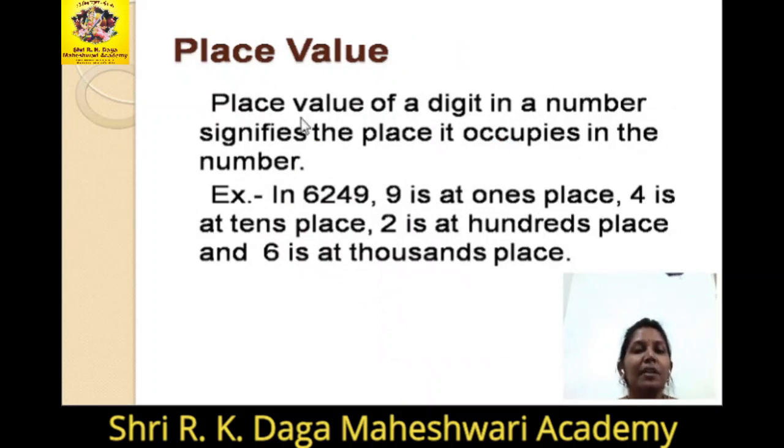Place value. The place value of a digit in a number signifies the place it occupies in the number. Like in 6249, 9 is at 1's place, 4 is at 10's place, 2 is at 100's place and 6 is at 1000's place.